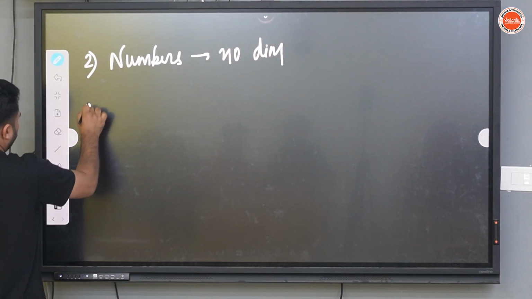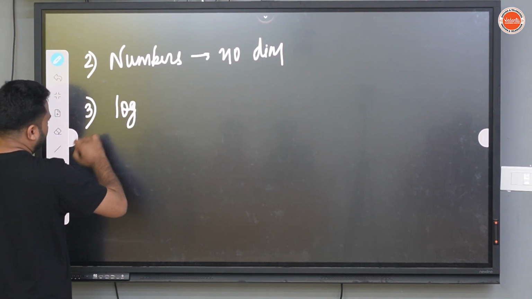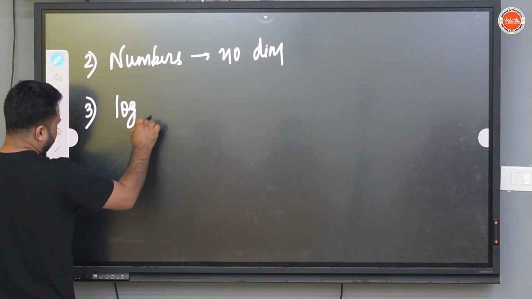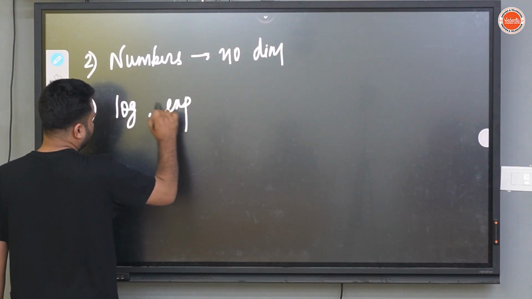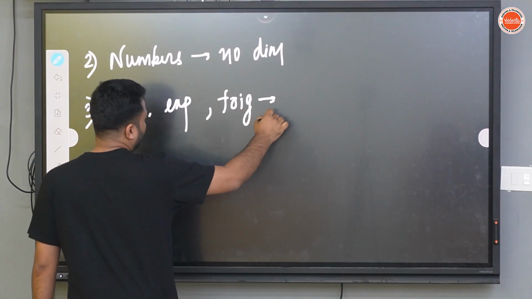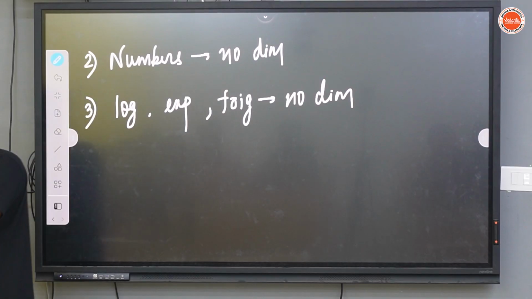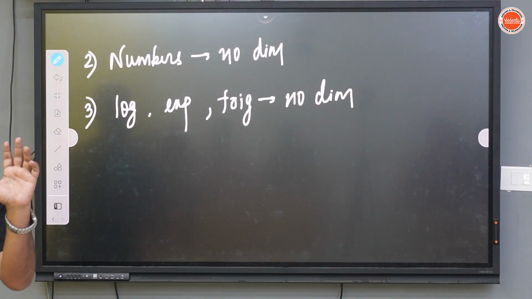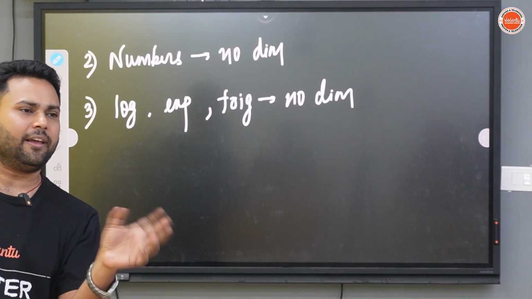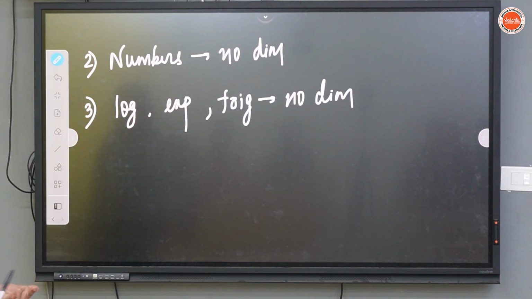Third, log values, log of something. So logarithmic terms, exponential terms and trigonometric terms, these also have no dimension. I will tell you what these are. See, if I take any number, it will have no dimension. Like 4, what dimension will it have? No dimension, no? So 4 is 4 only, no dimension.